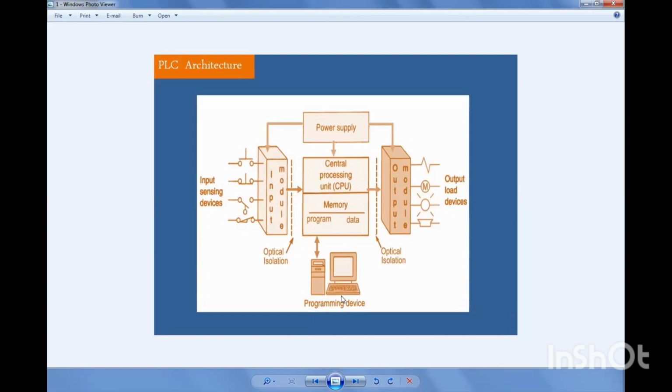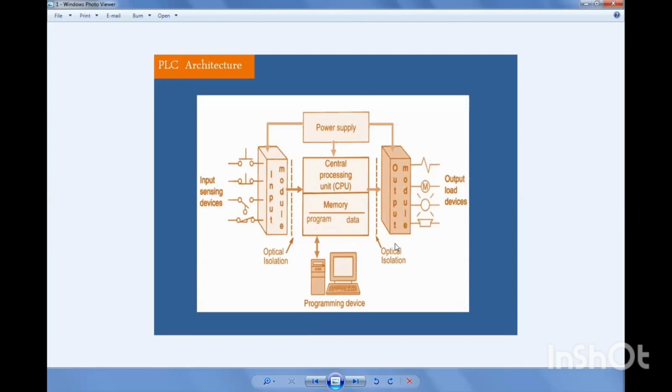This programming device may be a handheld device in our older days, and now we are using PCs and laptops where we install our PLC software and write the program into it by using the communication ports. We are downloading and uploading the program into and from the PLC.